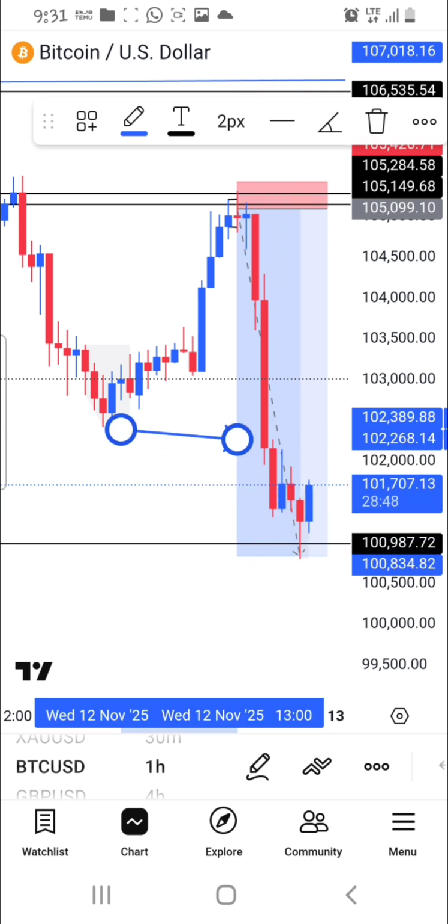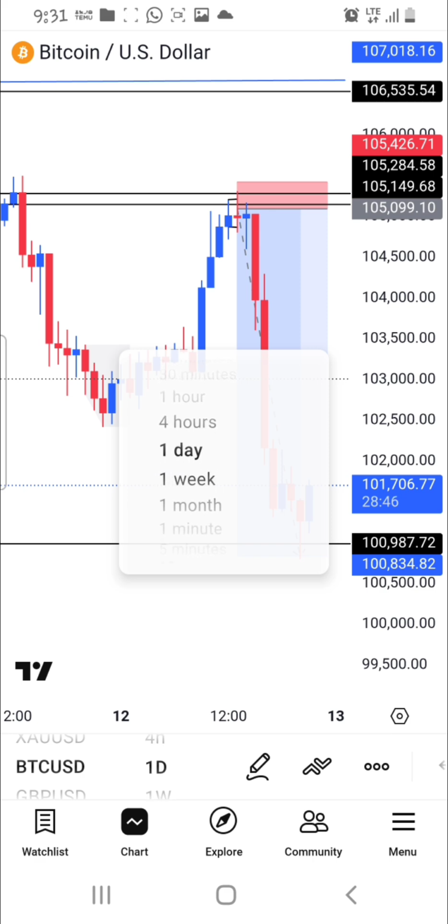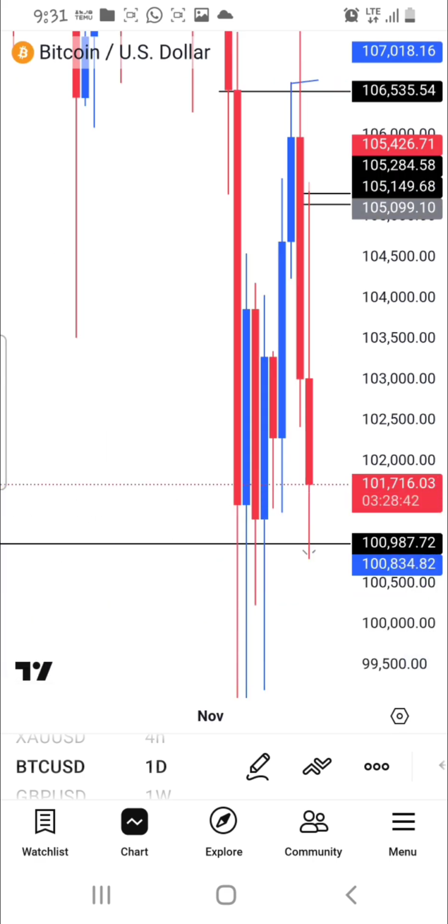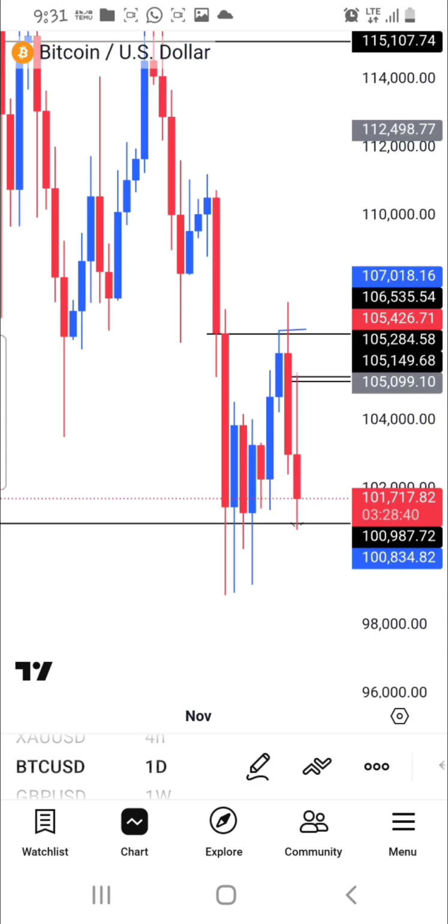But I'm still going to hold this trade because I know potentially that price will continue to rally down back to the weekly key level.